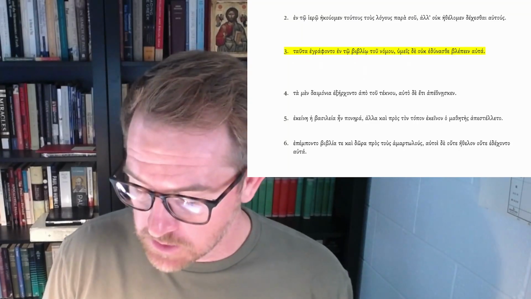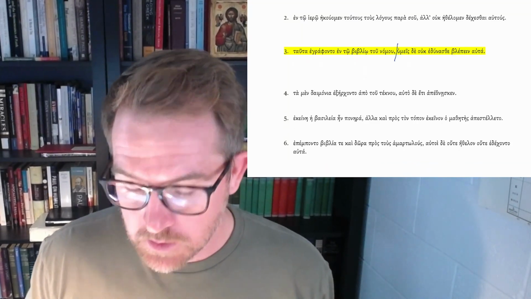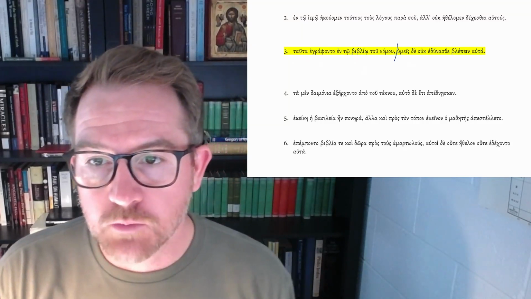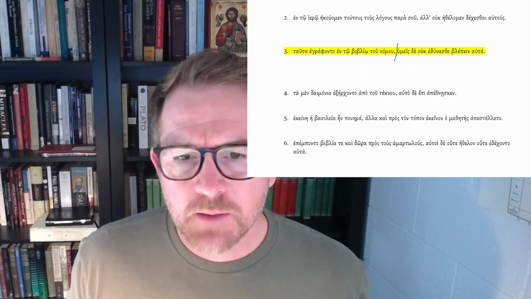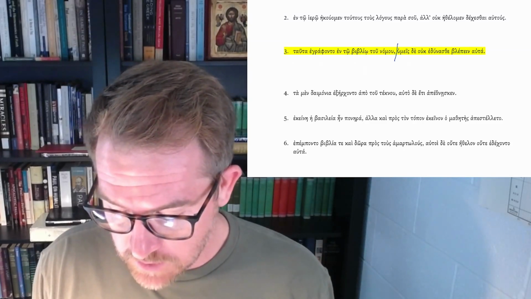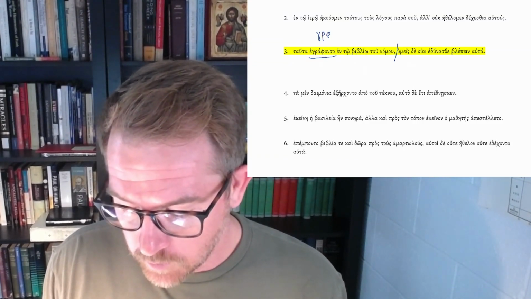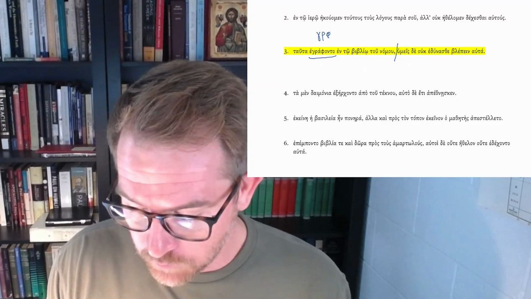Right away when I see the sentence, I want to split it up so that I can break it into its constituent parts. Tauta egraphanta en to biblio tu namu. And I'm going to look, okay, well, where's my verb in this sentence? And it's right here with egraphanta. This is from the Greek word grapho, I write.